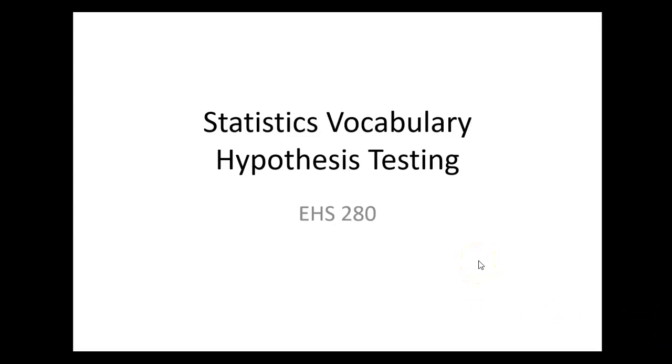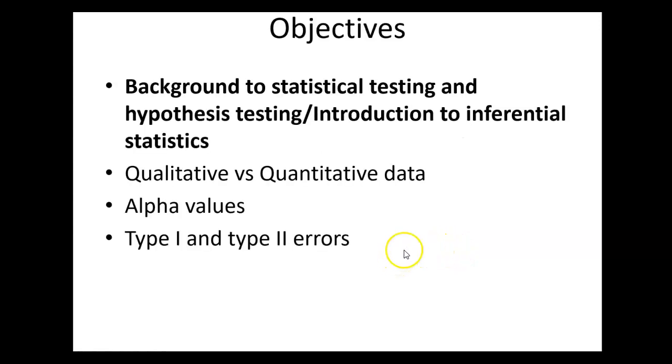Today we're going to cover statistics vocabulary and hypothesis testing. Today's objectives are to cover some of the things that we went over in our last lecture, and we're going to go over background to statistical testing and hypothesis testing, and you're also going to get an introduction to what inferential statistics is. We will cover qualitative versus quantitative data, and also alpha values, and as that relates to type 1 and type 2 errors in research.